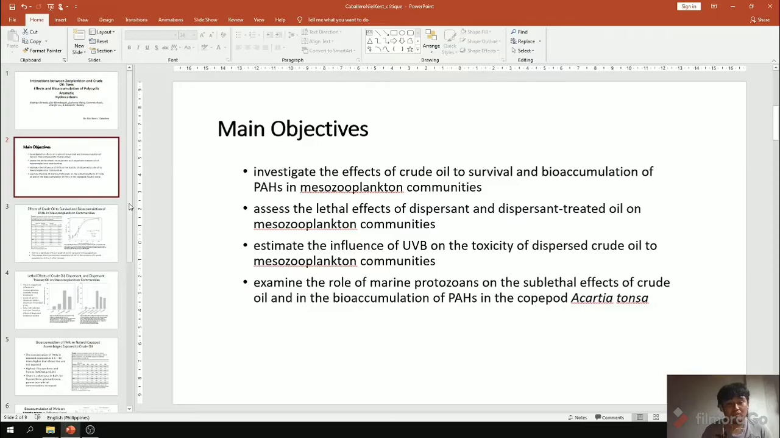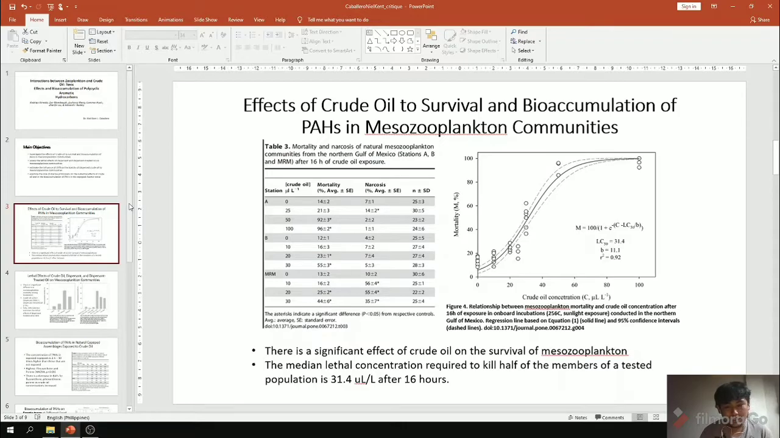Then the fourth objective was to examine the role of marine protozoans and the sublethal effects of crude oil in the bioaccumulation of polycyclic aromatic hydrocarbons in the copepod Acartia tonsa. In this experiment, the researchers used lab-based crude oil exposure experiments at different food regimes because Acartia tonsa eats or consumes smaller zooplanktons, and those zooplanktons can accumulate crude oil and dispersant-treated oil in their bodies.